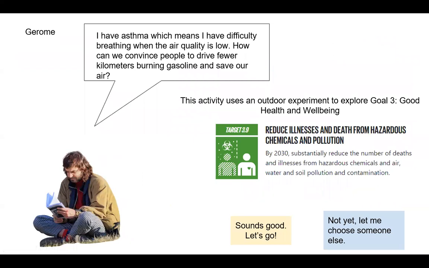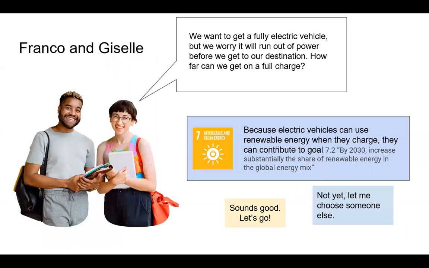So welcome to Jerome. Jerome is looking for a way to convince people to drive fewer kilometers in gasoline-powered vehicles. This activity has an outdoor experiment and asks the students to create persuasive media. And then we have Franco and Giselle. Franco and Giselle are nervous about traveling in an electric vehicle and how much range they might have. This activity uses Google Maps to plan out a route to Quebec City using an electric vehicle.